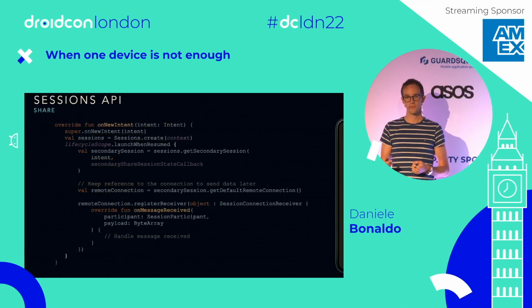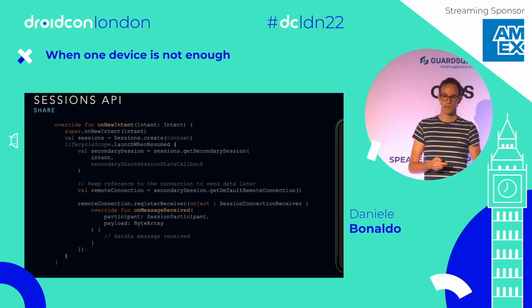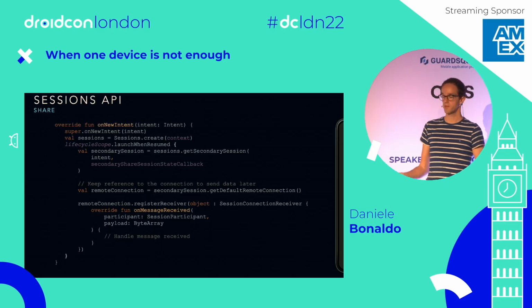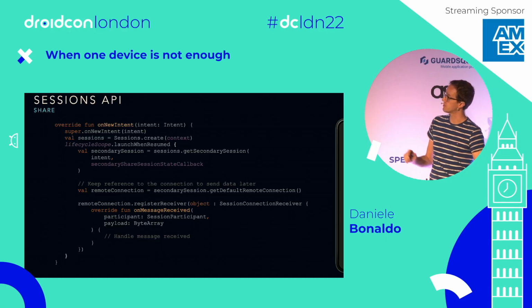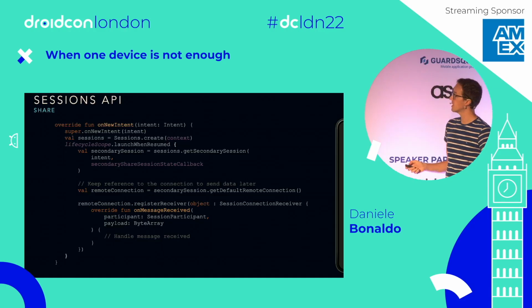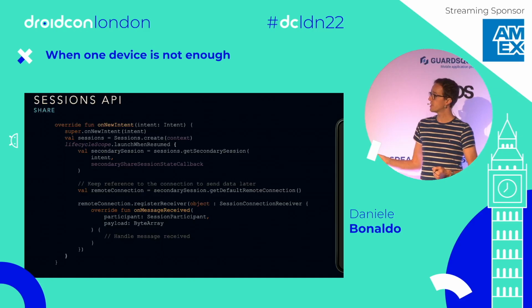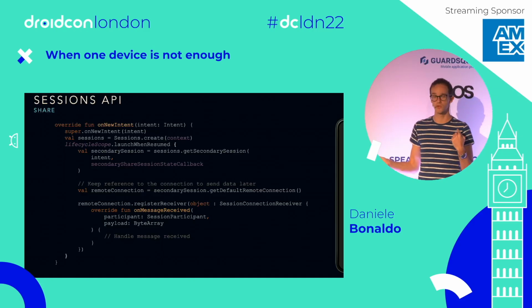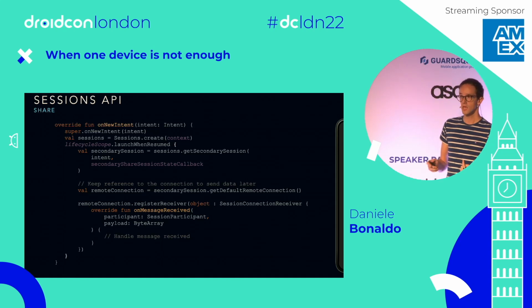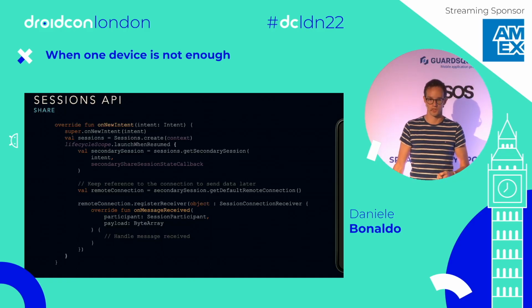On the other device, again, you are going to receive a new intent, as usual, like in this SDK. But what is different is that using the sessions API, you are going to get a secondary session. And this secondary session, again, is going to have a connection reference to the first device. This one is the one that you use to register a similar receiver to the ones that we saw before. So this one is the part that is using the connection API, and it's basically doing the same thing you were doing before. So byte array payload, you implement your own protocol and share whatever you want.